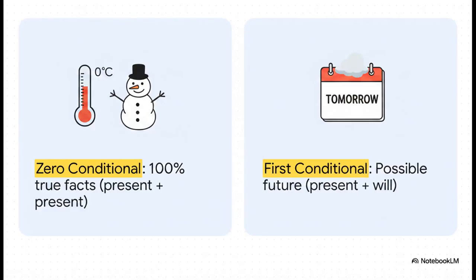So let's just compare these two rules side by side really quick. If you want to say something happens as a general, undeniable rule, use the zero conditional. Like, if the temperature drops to 0 degrees, it snows. General scientific fact. But if you're talking about what might happen in your specific town tomorrow, you'd switch to the first conditional. If the temperature drops to 0 degrees, it will snow. See the difference there? One is a general truth, the other is a specific possible future event.